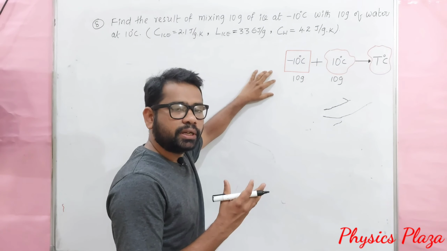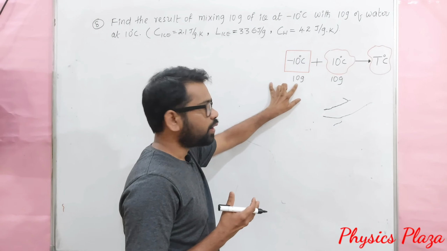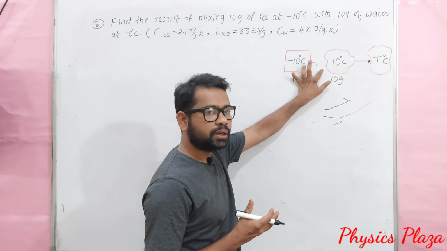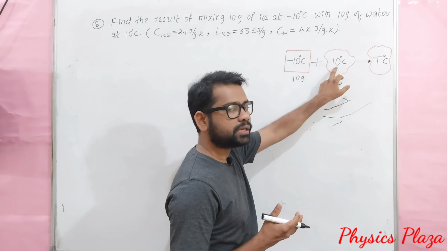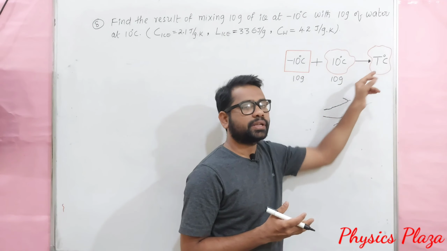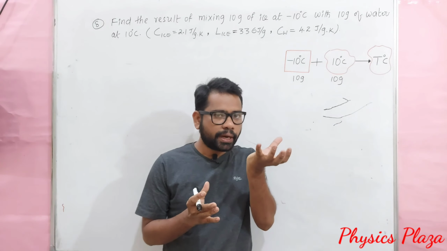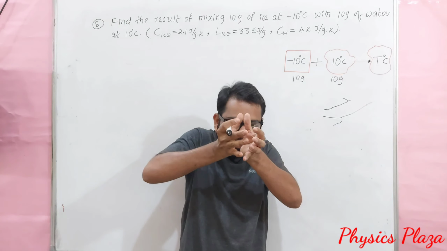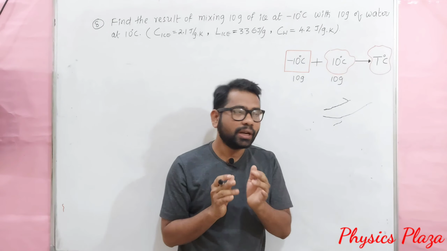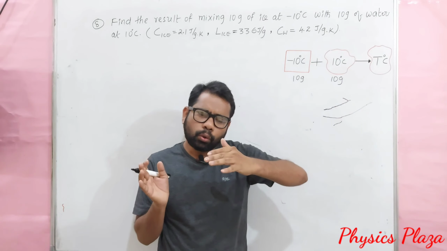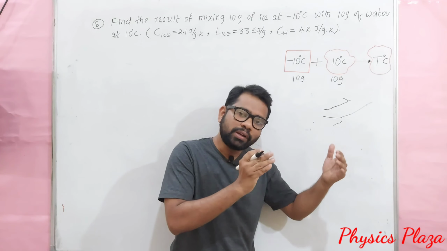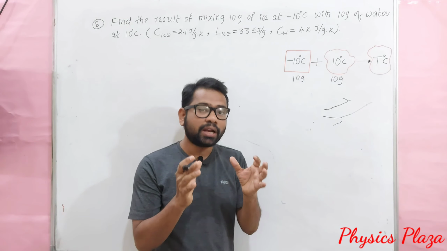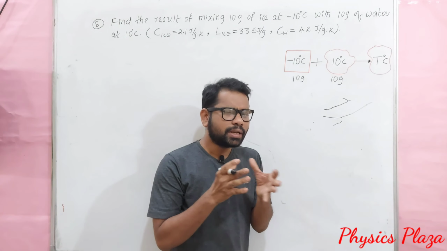Children, in this question, it is given that 10 grams of ice at minus 10 degrees Celsius is mixed with 10 grams of water at 10 degrees Celsius. Then what will be the resultant temperature? Children, let us assume that total ice will melt so that its temperature is raised to T. So T will be the resultant temperature. Children, we are assuming. Then how to calculate the resultant temperature?